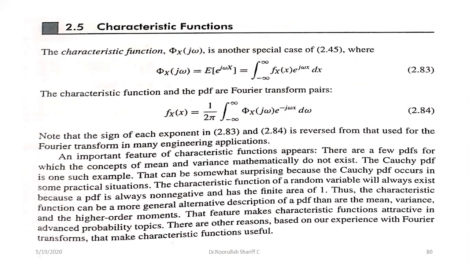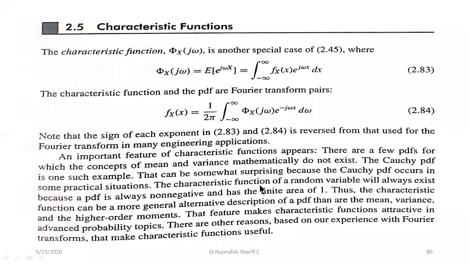So this is just phi x of j omega, and the PDF in terms of the characteristic function can be written like this by considering the Fourier transform pair. An important feature of the characteristic function is that there are a few PDFs for which the concept of mean and variance mathematically does not exist. So for some distributions, we don't have mean and variance at all. For example, Cauchy's PDF.